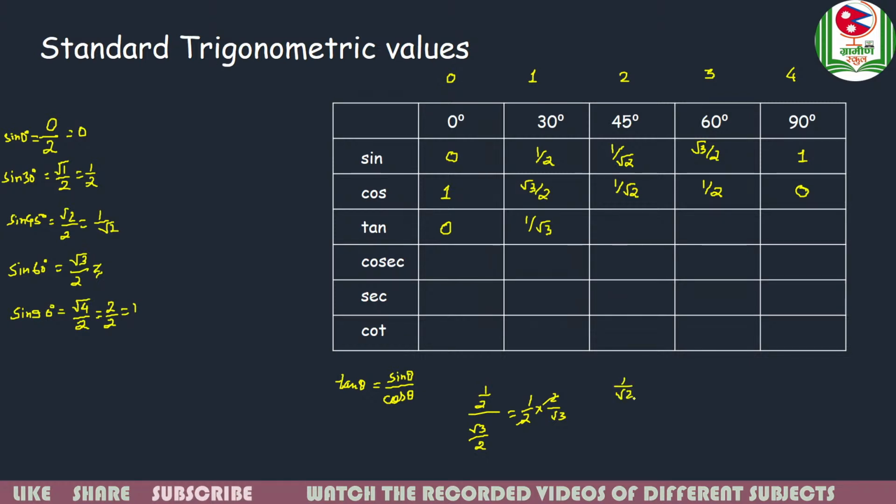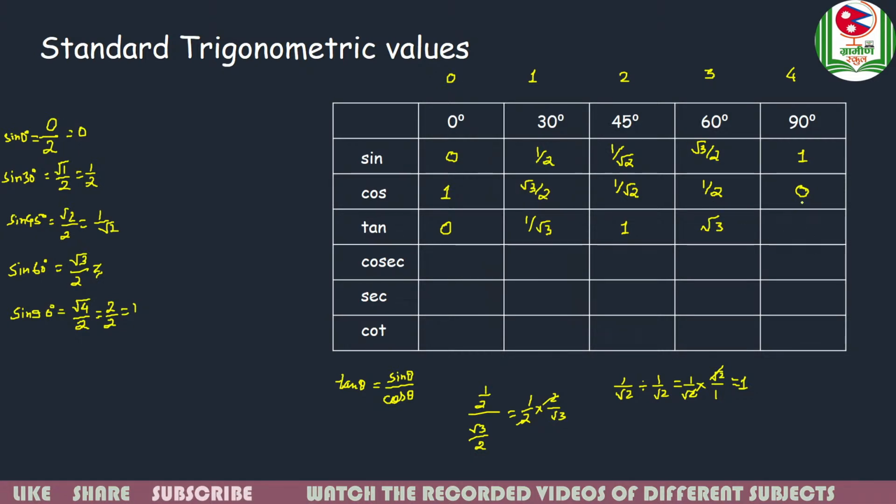1 by root 2 divided by 1 by root 2. So it is going to be 1 by root 2 into root 2 by 1, that is equal to 1. So tan 45 degree is equal to 1. And for this one, how much? 2 is cancelled out. So the value will be root 3.